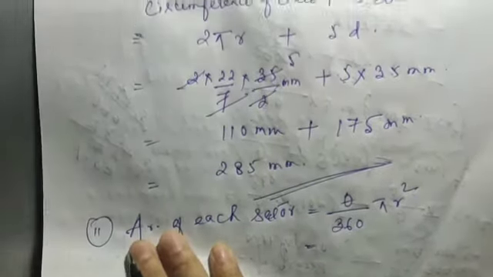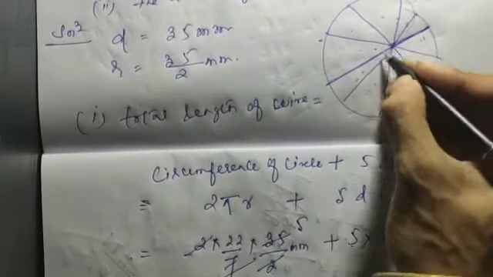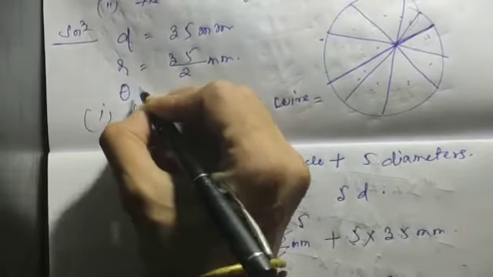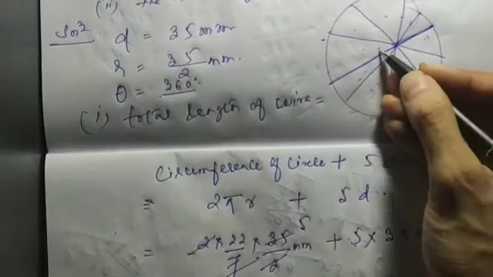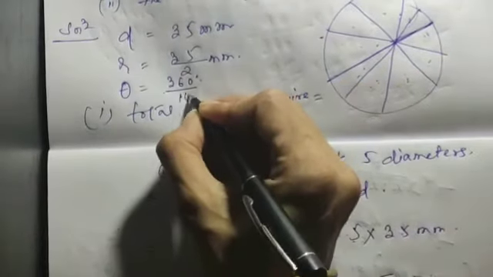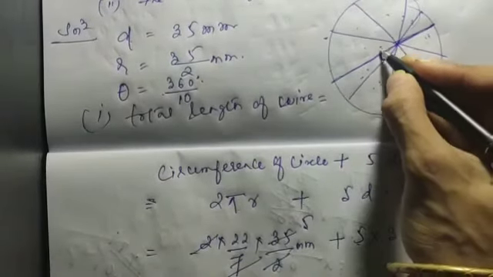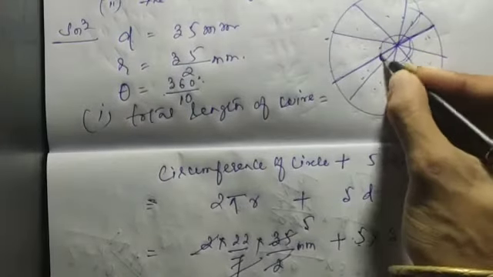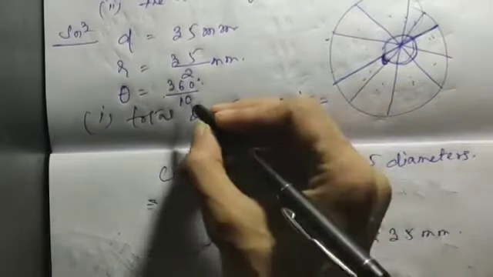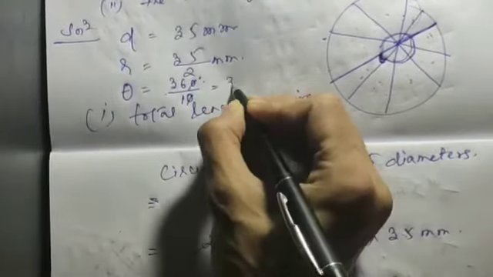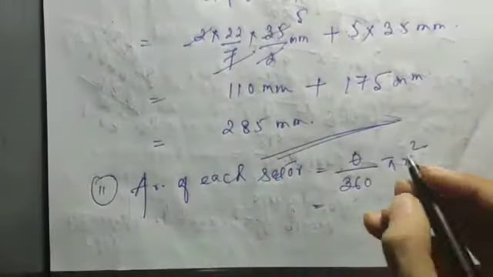Okay, now see, the total central angle is how much? The total angle of a circle is 360 degree, right? Divided by how many sectors are there? 10 sectors are there, so dividing by 10. To know the angle of each sector, total it is 360 degree, and total 10 sectors, so dividing by 10. 0, 0 cancel. What is the angle here? Theta equal to 36 degree. So this is what we are going to use here for theta.